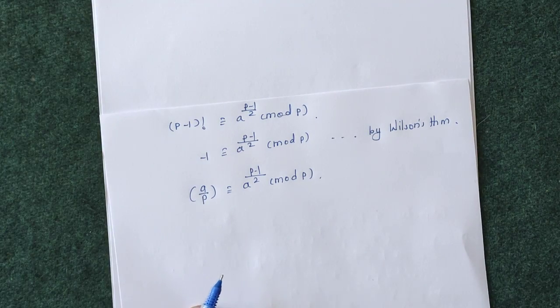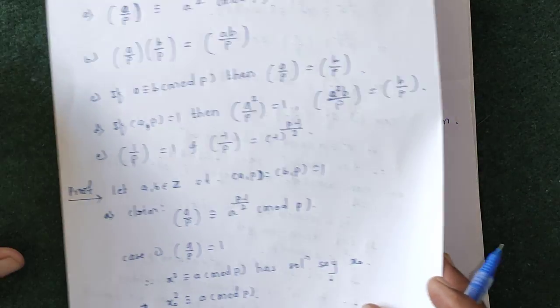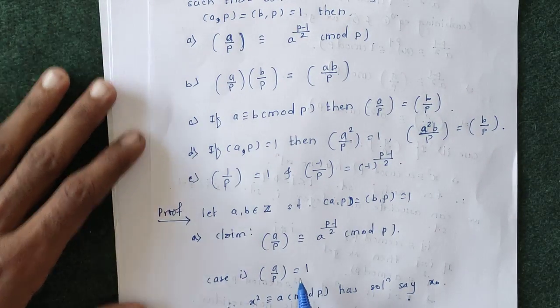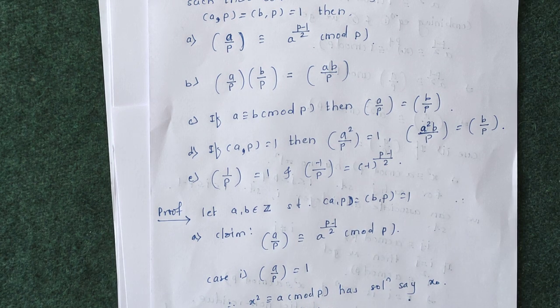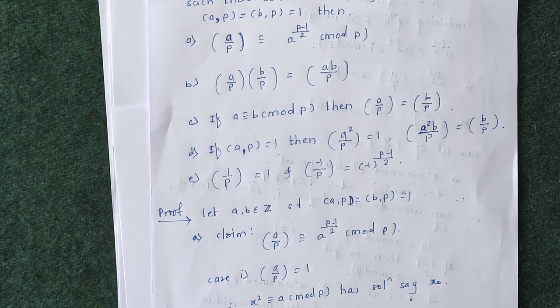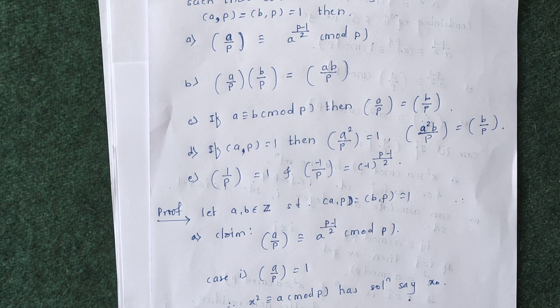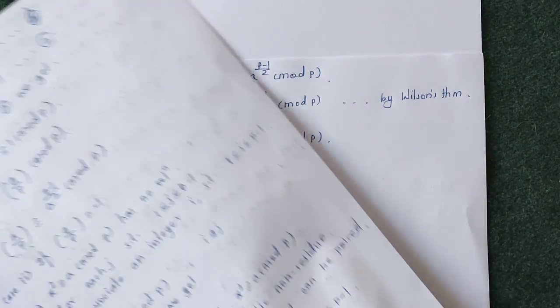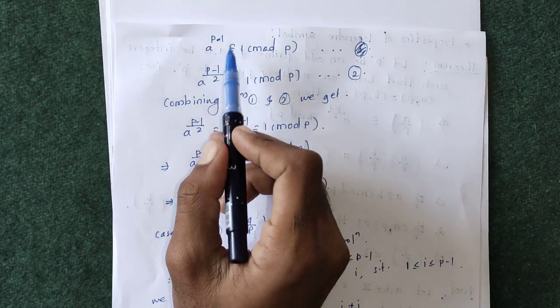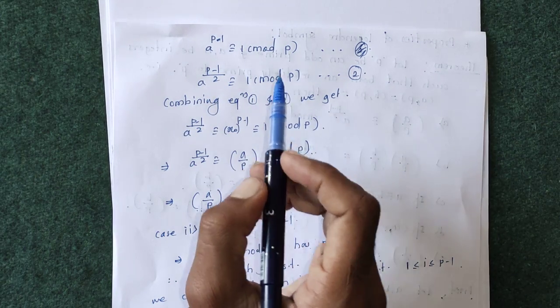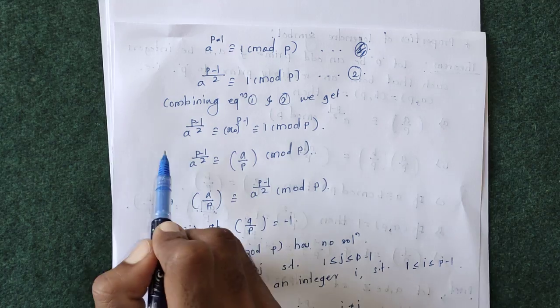In the proof of the first property, we have seen two cases, in which the first case is Legendre symbol of a and p is equal to 1. If the Legendre symbol of a and p is equal to 1, then this congruence has a solution. Suppose that solution is x naught, then x naught satisfies this congruence, and raising the power of both sides by p minus 1 by 2, you will get equation number 1. Also, GCD of a and p is equal to 1. So, by using Fermat's theorem, we will get a raised to p minus 1 is congruent to 1 mod p, and raising the power of both sides by 1 by 2, I will get this. So, combining equation 1 and 2, you will get this.